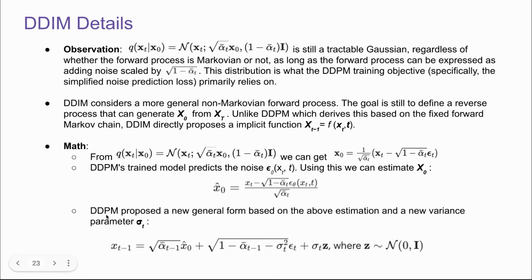This is a typo, it should be DDIM. DDIM proposed a new general form based on the above estimation and a new variance parameter sigma t. Xt minus 1 equals to this expression. It's a function of x0 estimation, sigma t, and a random noise sampled from standard normal distribution. It's very similar to DDPM with slight difference.